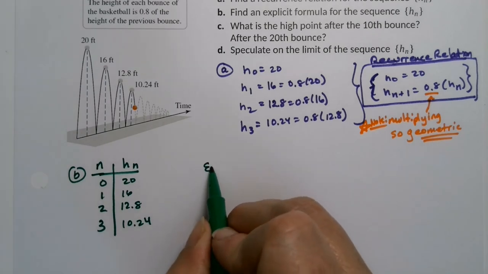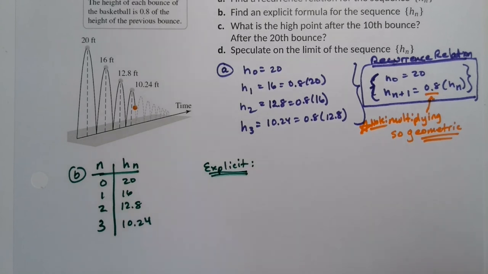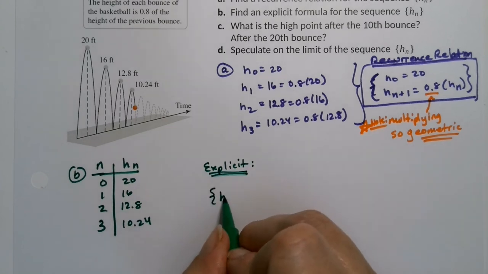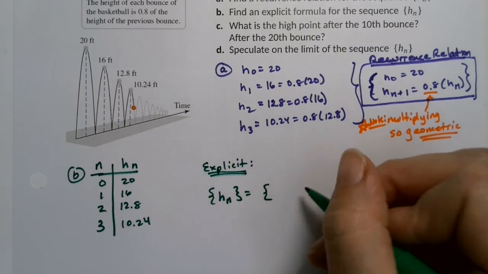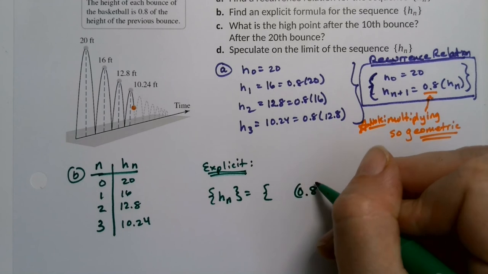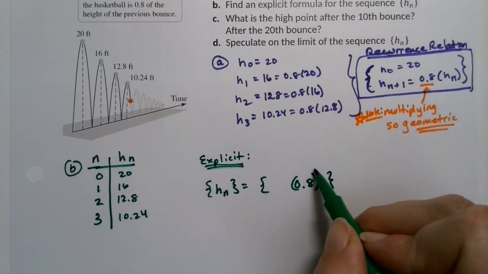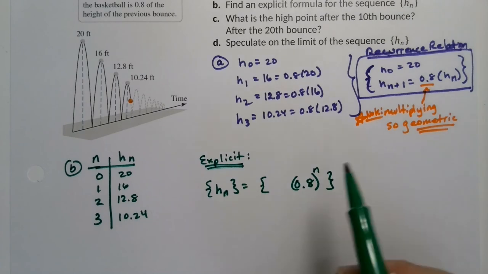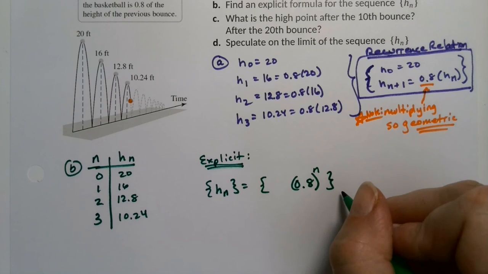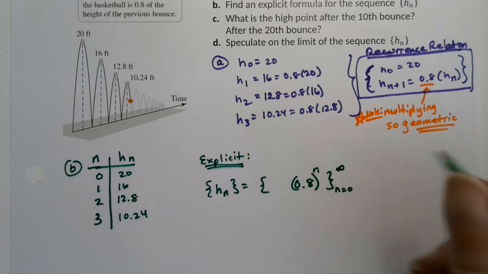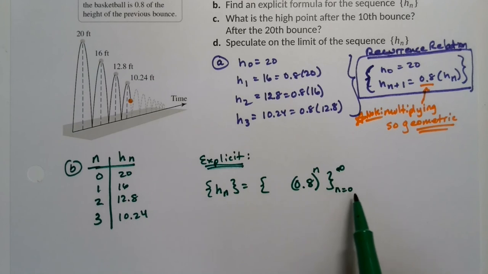All right, so my explicit formula, I can define it a couple ways. H sub n is equal to, I know I'm going to be taking 0.8 to the something. That much is definite. Now if I try n in here, 0.8 to the n, and I'm going from 0 to infinity, because it's implied that 0 is my first one, so I have to put that somewhere. So I'm putting it right here.